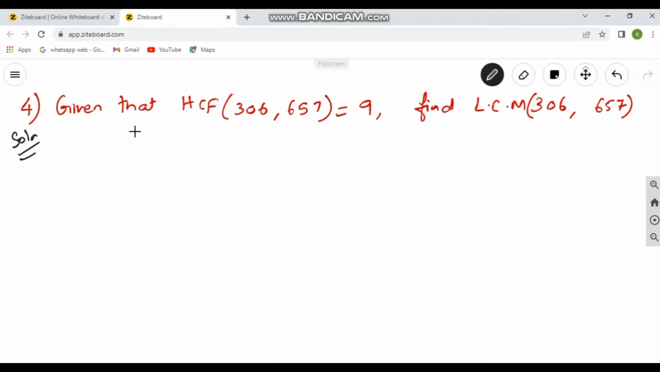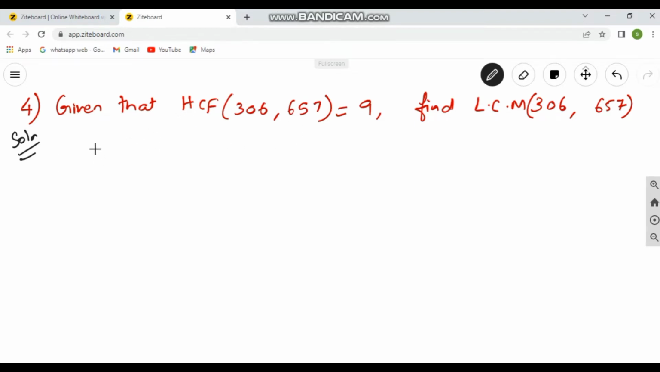Sum number 4. Given that HCF of 306, 657 is equal to 9, find the LCM of 306, 657. So here the two numbers are given, 306 and 657, and they have given that the HCF of these two numbers is 9, and we have to find the LCM of these two numbers. So actually we know the relationship between the HCF and LCM. So what is the relationship?